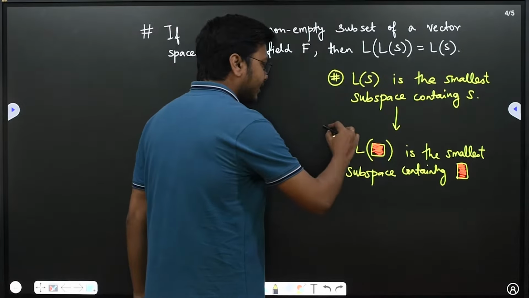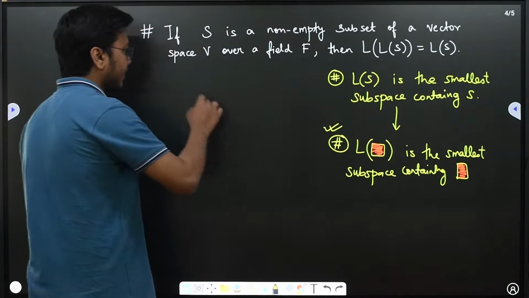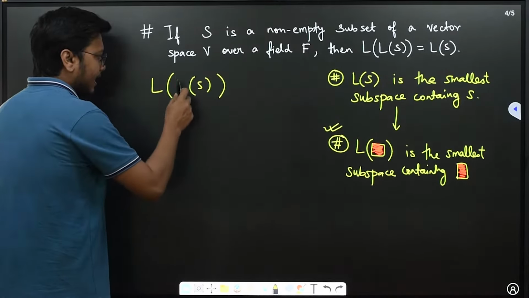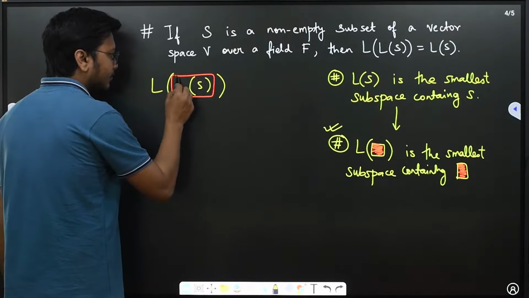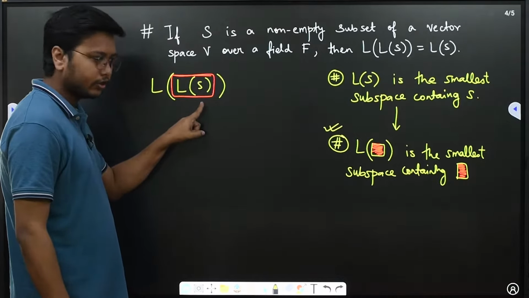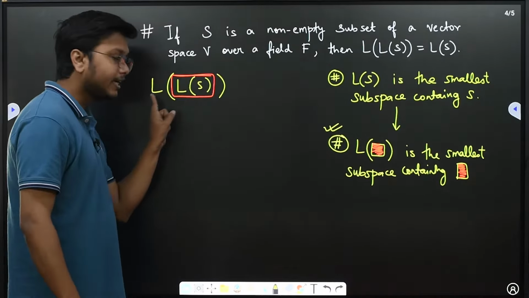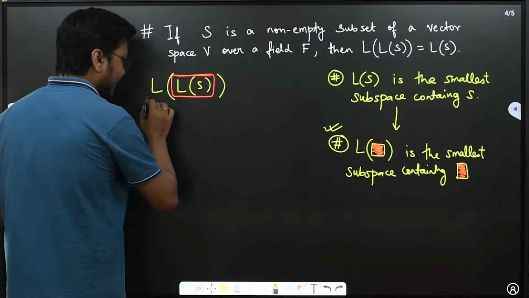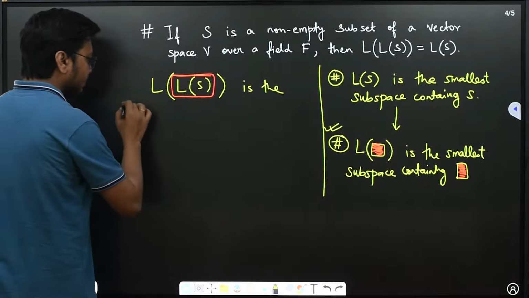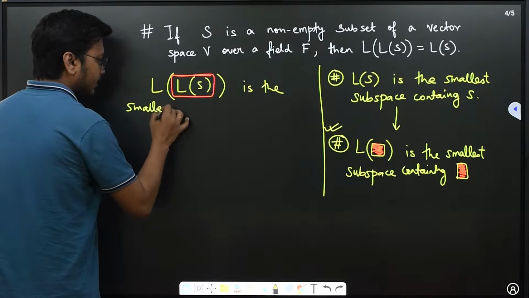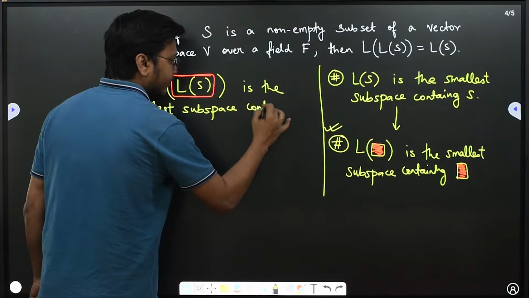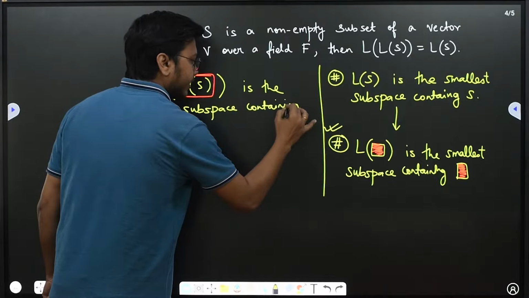Okay, if you keep this in mind, now let's see what is going to happen with L of S. I can treat this as my box, right? I can say this is my box. So L of box is the smallest subspace containing the box. So that means I can say that L of S is the smallest subspace containing, which one?